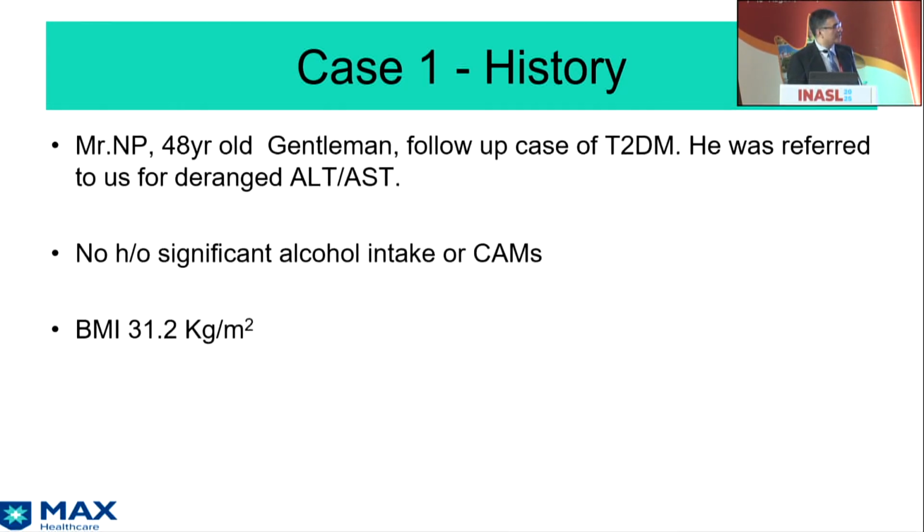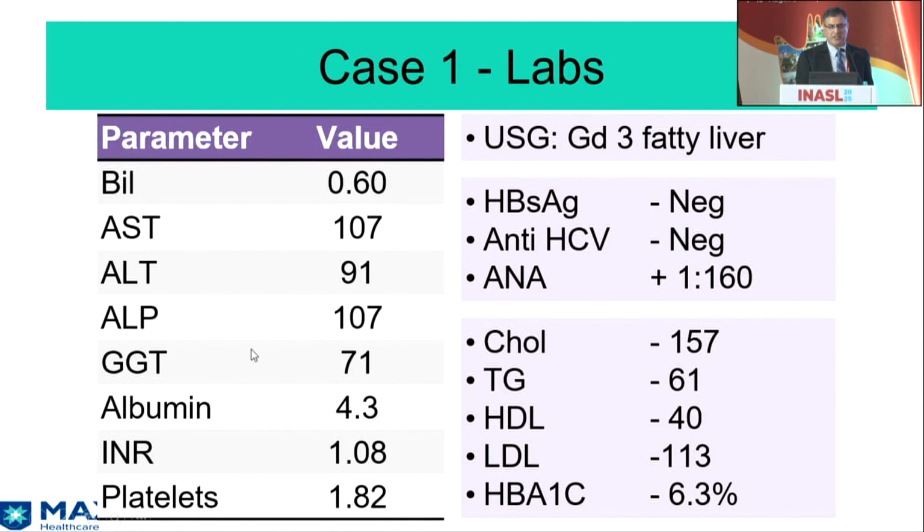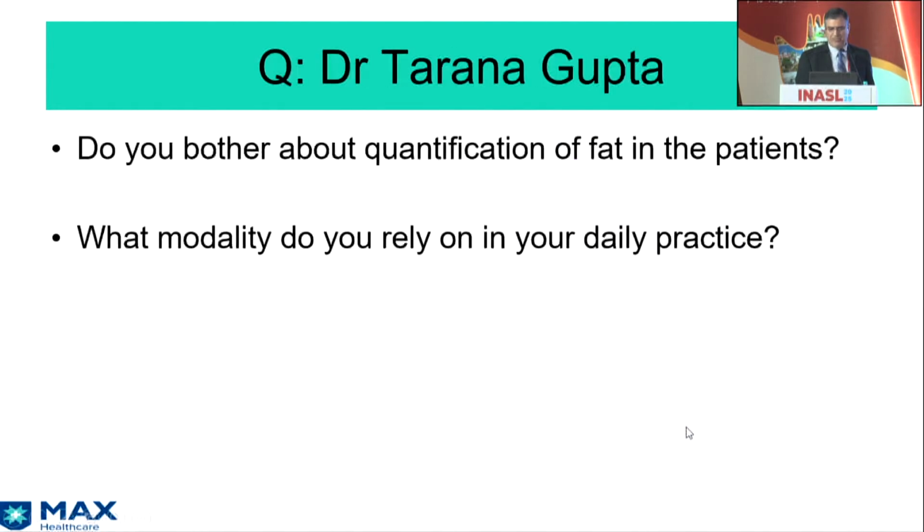So this is a patient, a 48-year-old gentleman, follow-up case of type 2 diabetes, referred to us for deranged AST/ALT, no history of alcohol intake, BMI of 31.2. These were the parameters: AST/ALT 107 and 91, good liver functional parameters. Ultrasound he was carrying showed grade 3 fatty liver, viral markers negative, ANA positive 1:160. And this was the lipid profile, diabetes pretty well controlled.